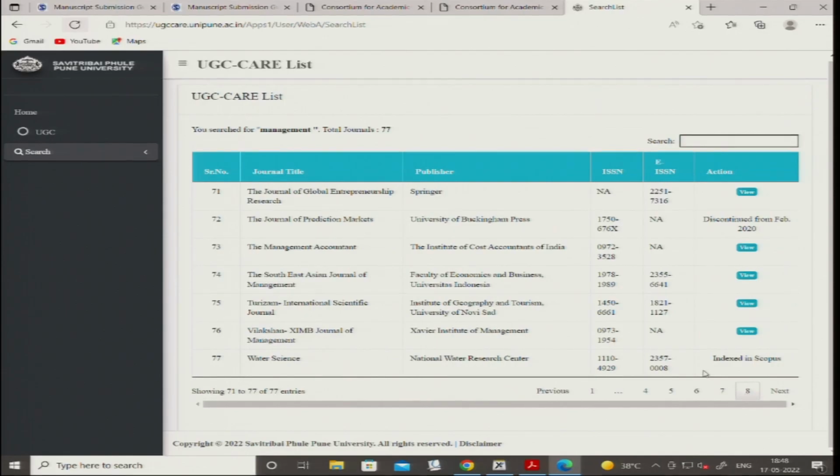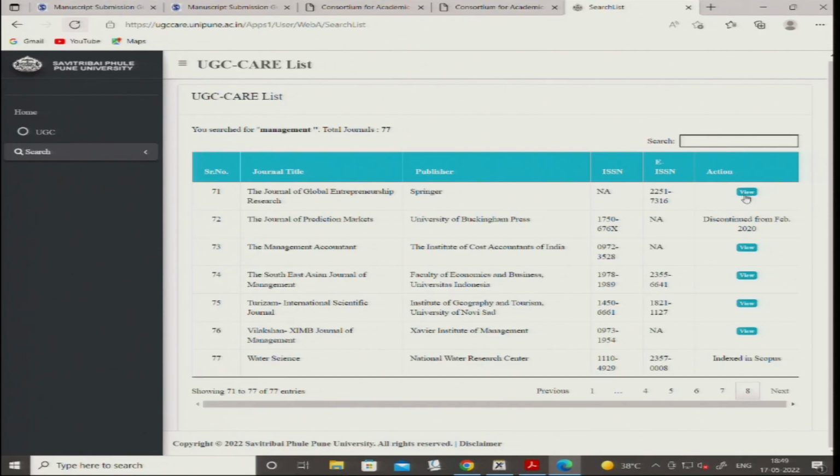Water science also comes under the management journals. So here you can ensure the journals are quality standard journals, you can find them and you can choose them. And not only this, here you can ensure the ISSN number, EISSN number, publisher, and you can also ensure whether this journal is indexed in Scopus or not, or it is a case of a discontinued journal.